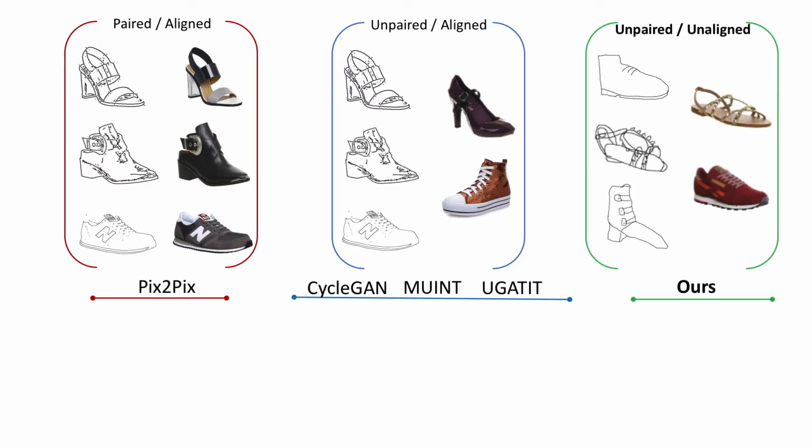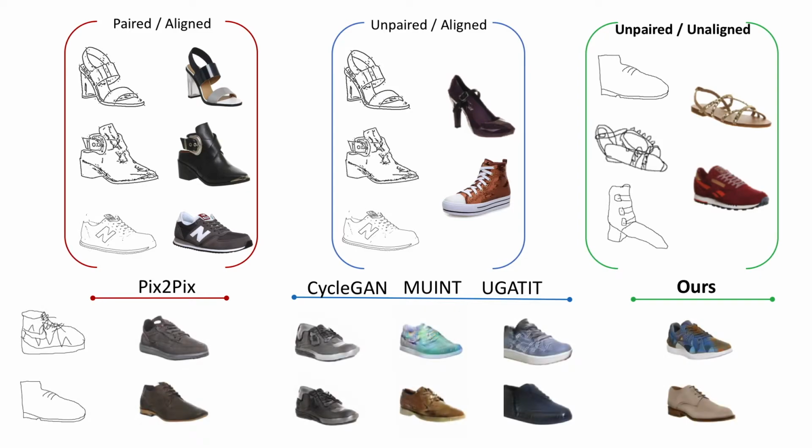We consider freehand sketches and photos, which are not aligned, and without paired training data. We will show that existing methods fail in this task.